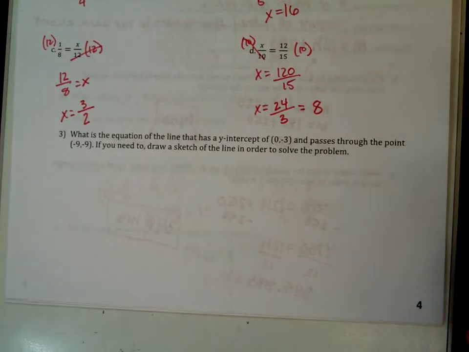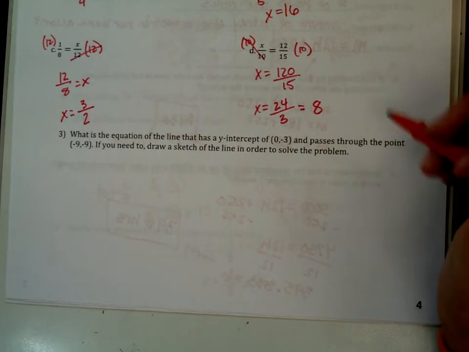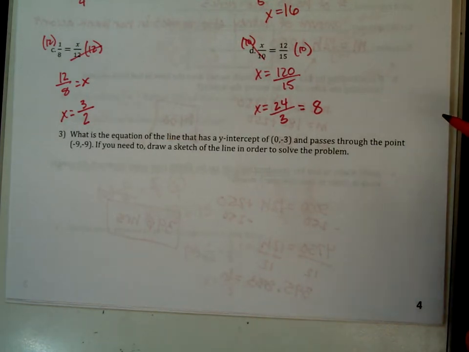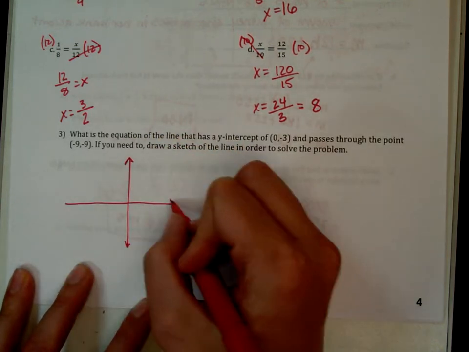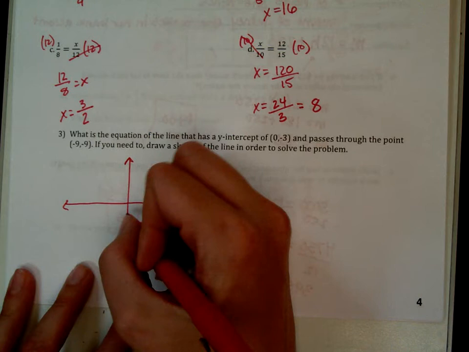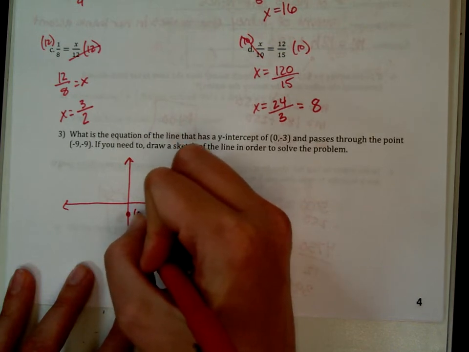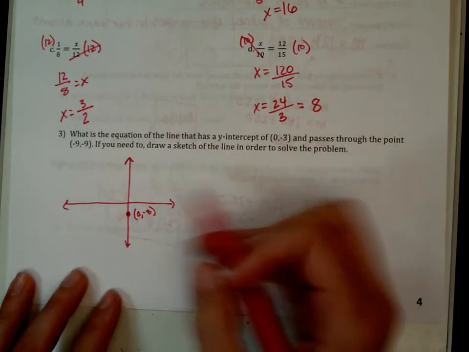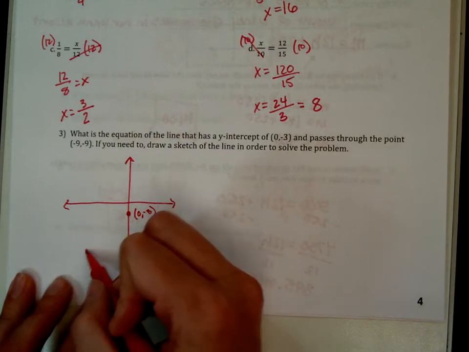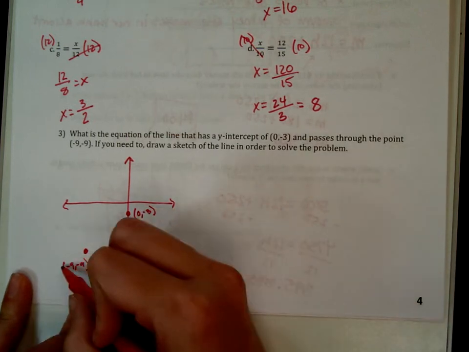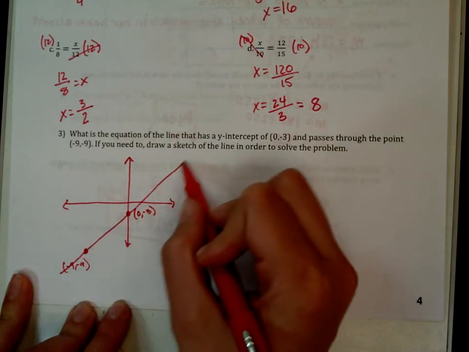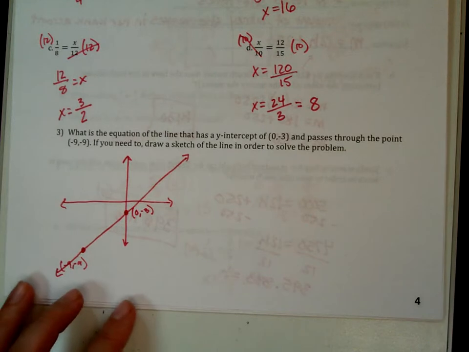What is the equation of the line that has a y-intercept of -3 and passes through the point -9, -9? If you need to, draw a sketch of the line in order to solve the problem. So I'm going to do that. Has a y-intercept of 0, -3, so that's right here. And passes through -9, -9. That's down here somewhere. So I know that my line looks like this.